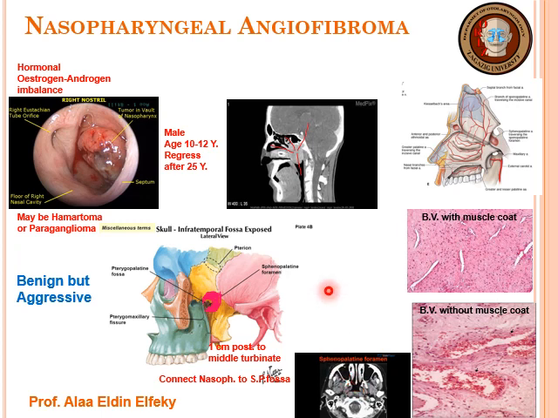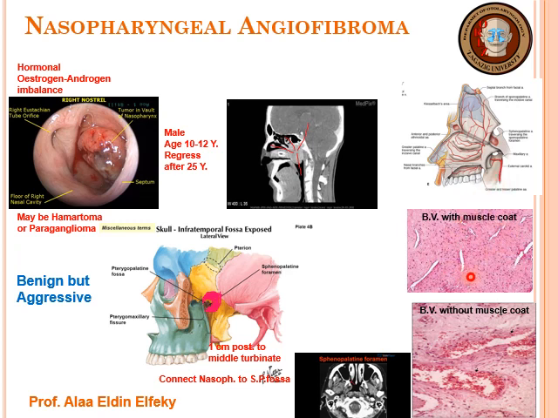What is the main blood supply of nasopharyngeal angiofibroma? This is the maxillary artery. The maxillary artery branches into the sphenopalatine artery here at the region of the sphenopalatine foramen, and the maxillary artery is a branch of the external carotid artery.